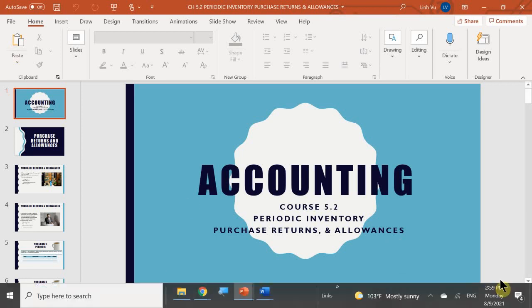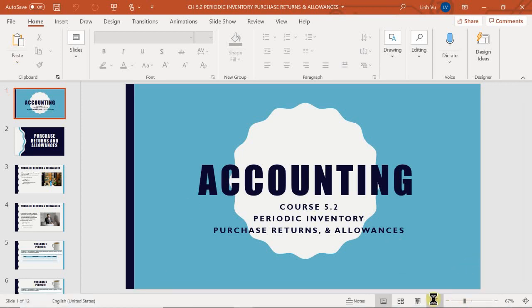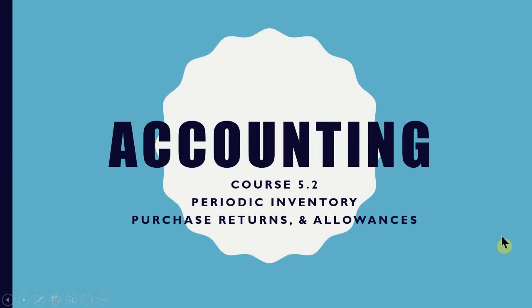So we are here on 5.2. In the previous section, we learned about how to properly purchase our items and what happens when we get discounts. Now, of course, if we have the capabilities to purchase our items, what happens when we need to return them or get an allowance, okay?